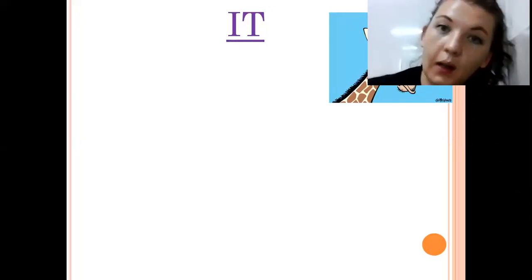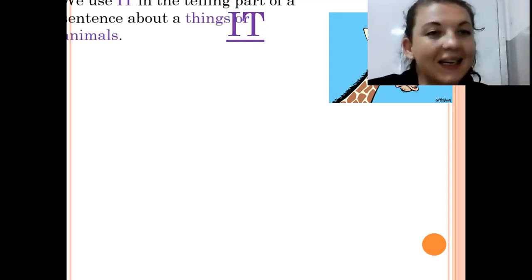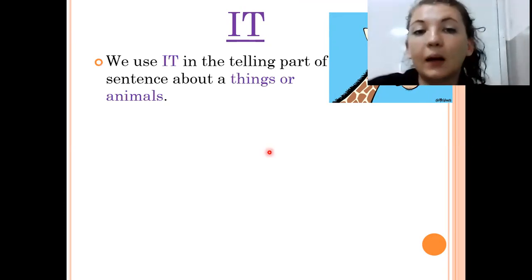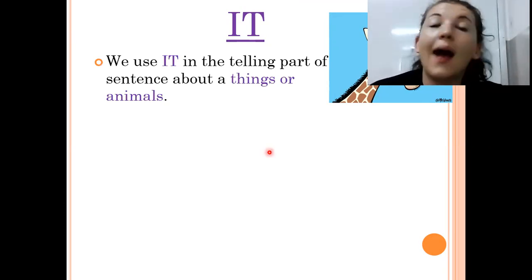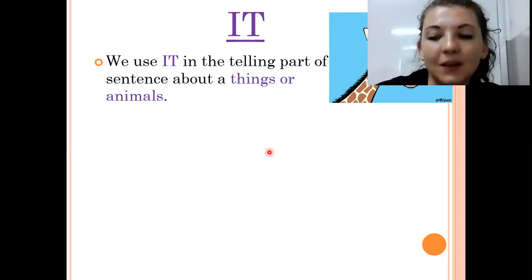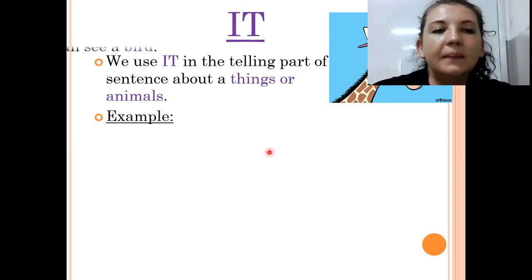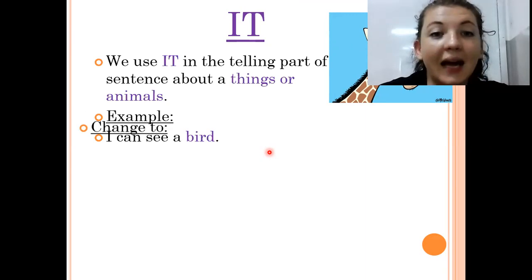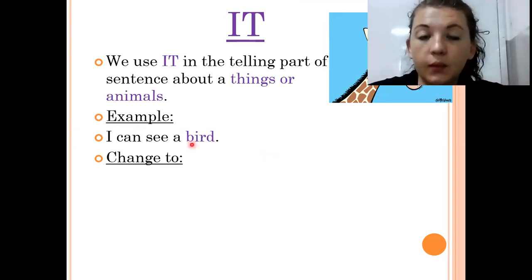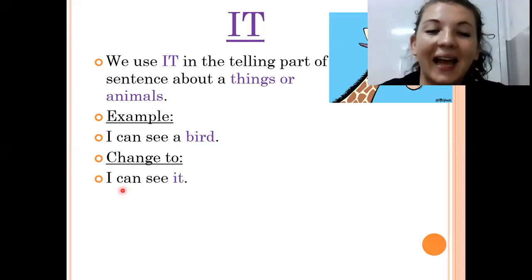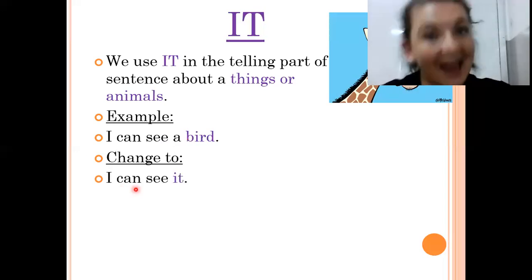Up next, we have the word it. Let's look at when we use it. We use it in the telling part of a sentence about things or animals. So all things and animals. Let's look at some examples. I can see a bird. That changes, the word bird, which is our noun, changes to it. So we can say, I can see it.